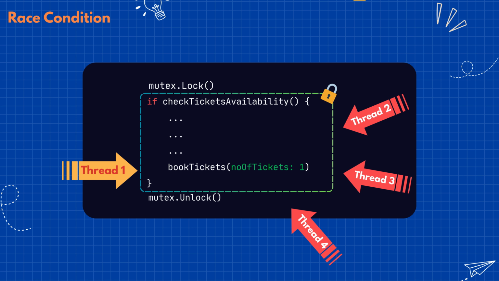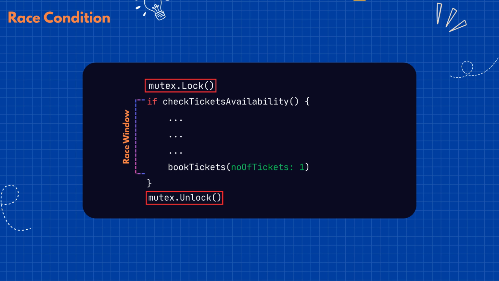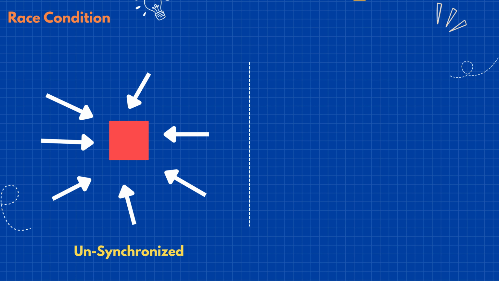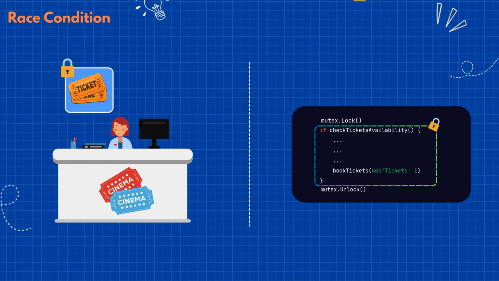Once the bookTickets function call finishes, the thread releases the lock by calling mutex.unlock, allowing other threads to proceed. This ensures that the code is synchronized and you avoid any unwanted race conditions. That's why it is important to identify the critical sections, the race windows, and protect them using a mutex. To wrap it up, race conditions happen when critical operations are not properly synchronized. And even a small timing gap can lead to unexpected and inconsistent results. In this example, the check-then-act pattern creates a race window. By guarding that section with the mutex, we make the operation thread safe.